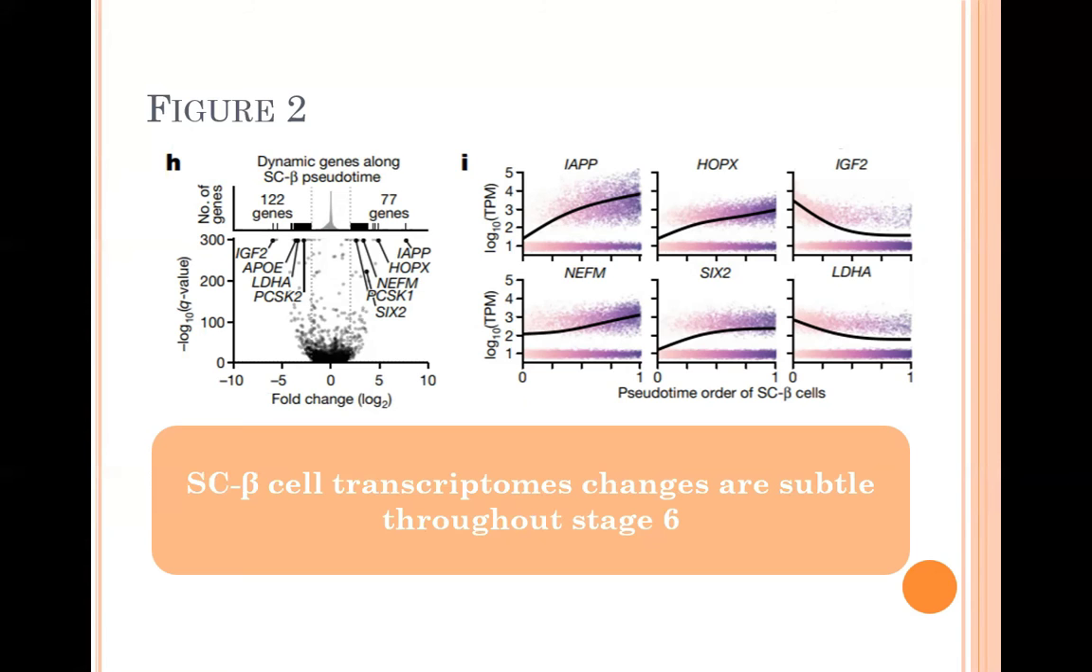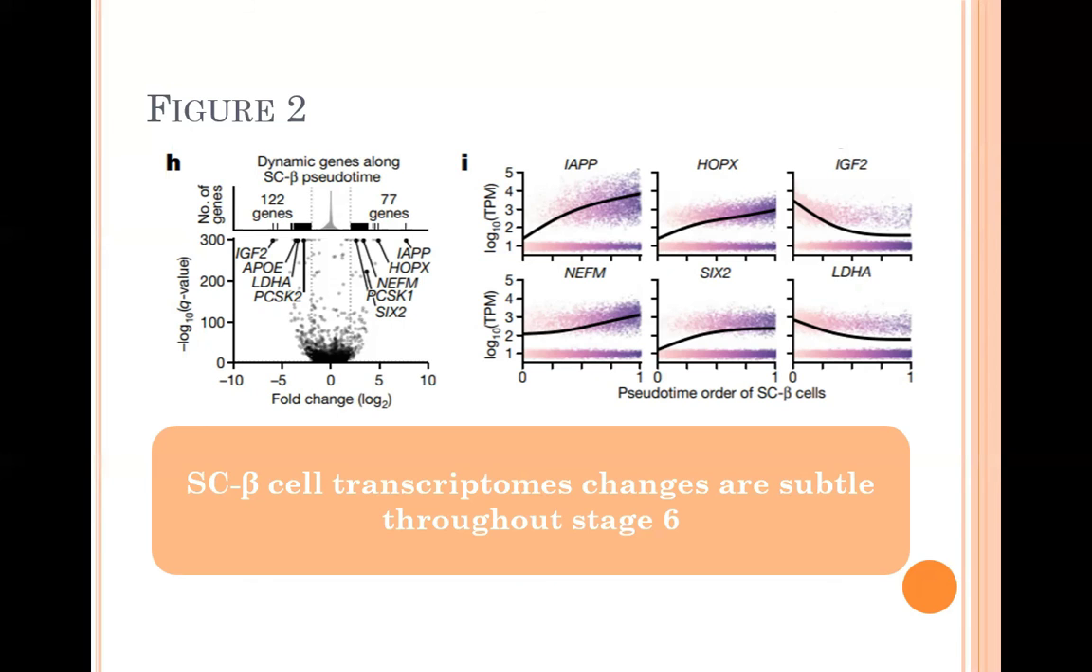Figure H shows the identification of dynamic genes with immature and mature cells. Immature is going to be on the left side, and mature is going to be on the right side. And when you're further away from the center, those are the mature and immature genes that are being expressed. The fold change along the bottom is comparing the beginning to the end of the cell's trajectory along pseudotime.